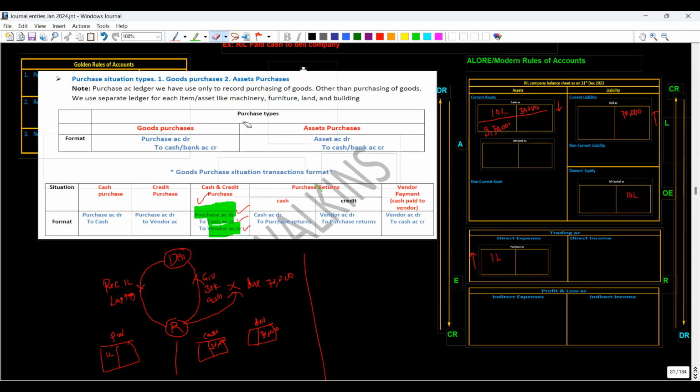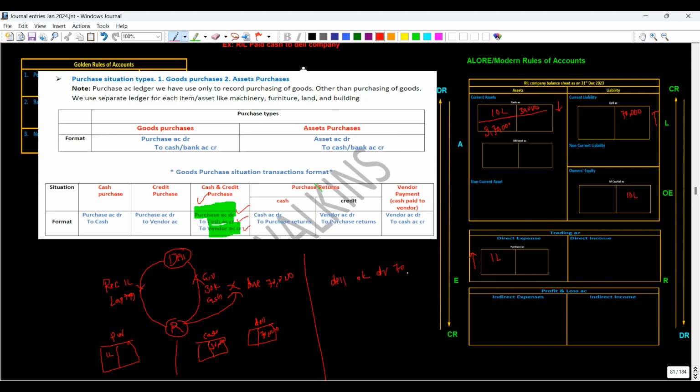Vendor account debit, to cash account credit. How much amount? 70,000. Good. So Dell account debit 70,000 and to cash or bank account, that is 70,000. Dell account debit 70,000 and 70,000 cash is going to be paid, and the liquid cash available in the business is now 9 lakhs. Here the vendor account is going to get nullified, zero.